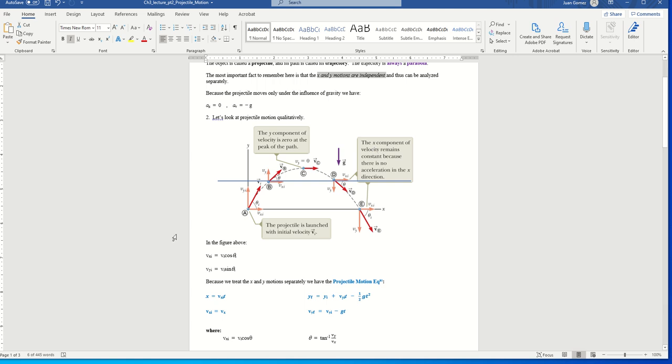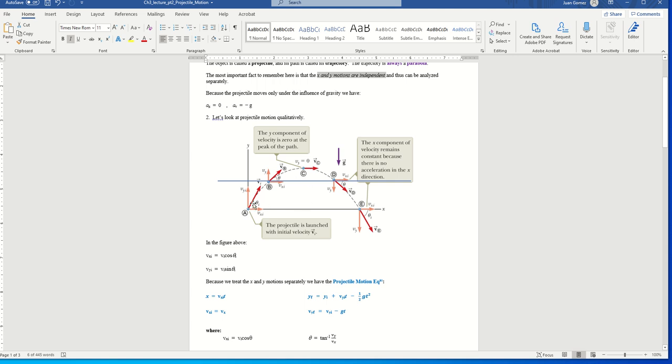But notice vy changes. On the way up, the y component of velocity is getting smaller. See vy initial, then vy right here at the max height. And this is true for any type of projectile motion: at the max height of that parabola, of that trajectory, vy is 0, and the velocity is entirely vxi, because vx never changes.